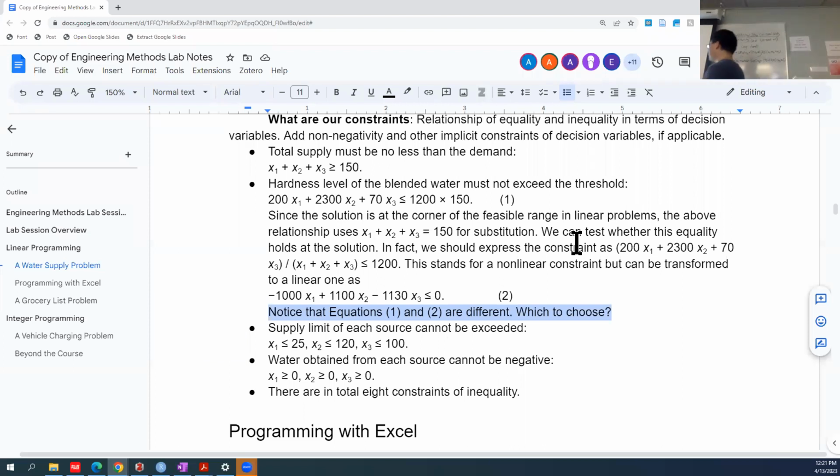Oh, okay. So return me the attendance sheet. Okay, where's the attendance sheet?